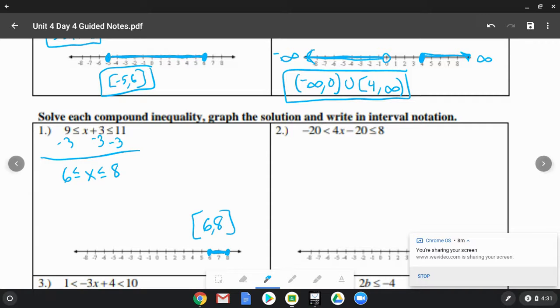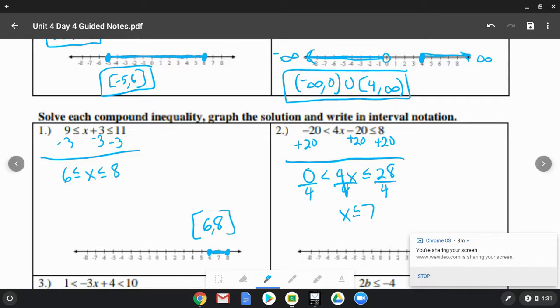Number 2, to get x by itself, we'd have to add the 20 to all 3 sides. That's how we get x by itself. So we added 20. That would create a 0 on the far left and a 28 on the far right. We divide by 4 on all 3 sides. What we do to one side, we do to all 3. And we get x is greater than 0 and x is less than or equal to 7.